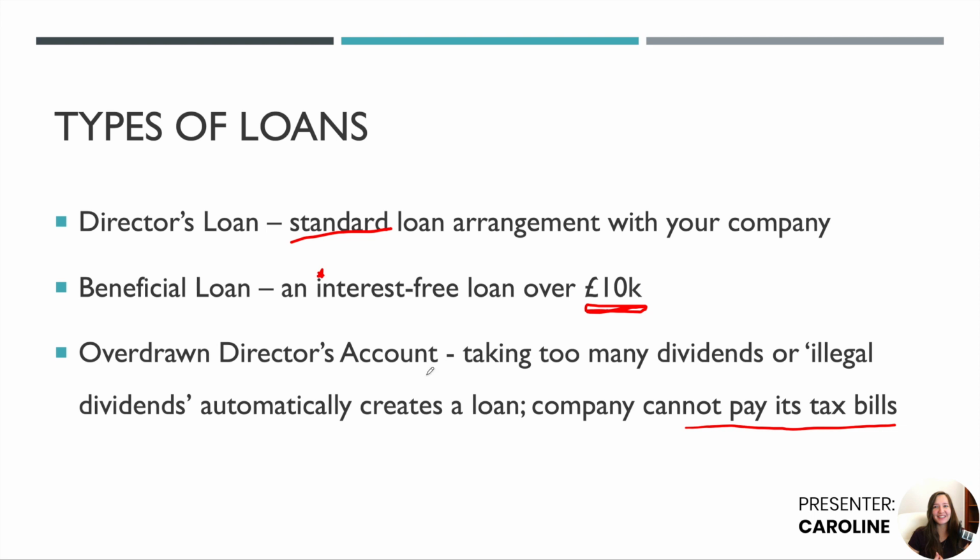You're probably going to have benefit in kind payable if it's over 10,000, unless you pay the interest, of course. But the key thing here is that you'll get into a lot of trouble personally because the company can no longer pay its tax bill. So moving on to the next slide.